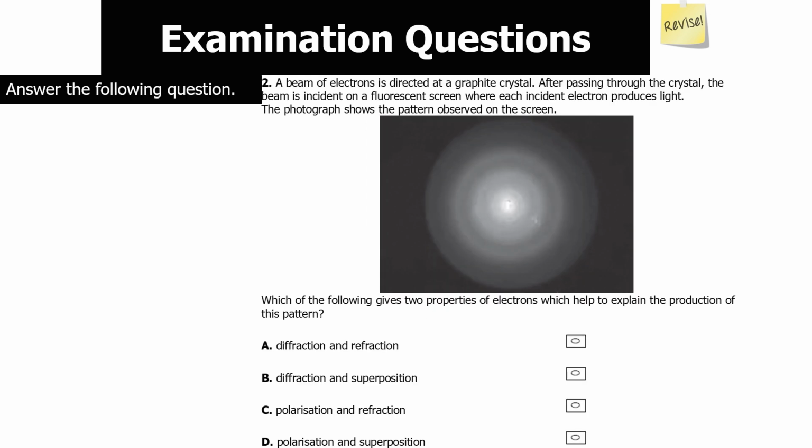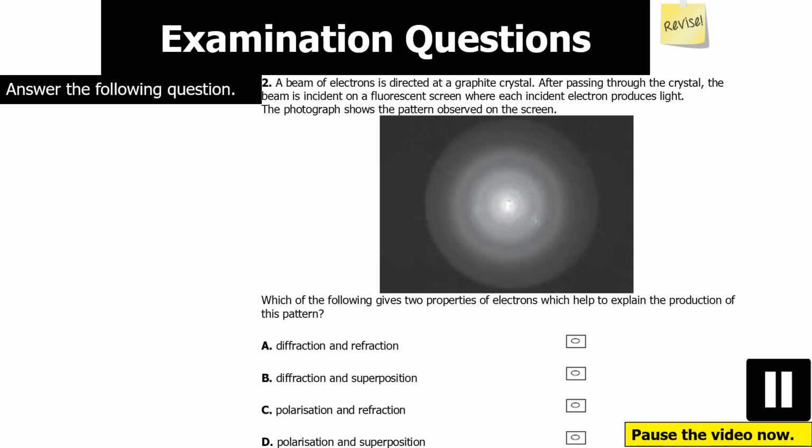The next question says, a beam of electrons is directed at a graphite crystal. After passing through the crystal, the beam is incident on a fluorescent screen where each incident electron produces light. The photograph shows the pattern observed on the screen. So which of the following gives the two properties of electrons which helps explain the production of this pattern? So pause the video now, then unpause the video when you want to go through your answer.